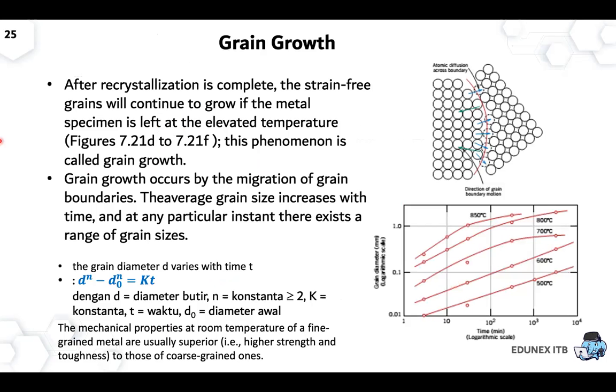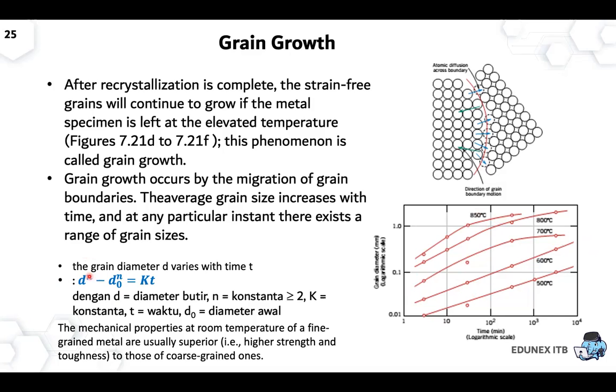Okay, and then this is grain growth. After recrystallization is complete, the strain-free grains will continue to grow if the metal specimen is left at elevated temperature, and this phenomenon is called grain growth. So this is the grain diameter, this is the time, and this is the time for recrystallization, at 850, 50 degrees Celsius, 60 degrees Celsius, and so on. The grain diameter increases over time, and it follows this equation.